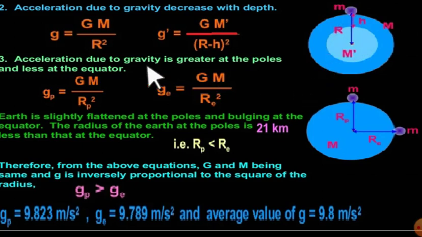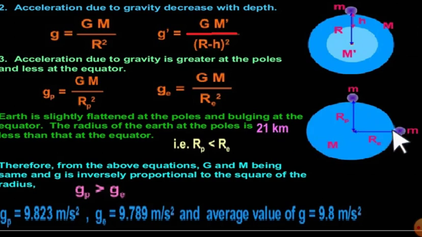And now acceleration due to gravity is greater at the pole and less at the equator. Now around 21 kilometer is the difference between the radius of the earth at the pole and at the equator. Your earth is a flat oblate, it is not spherical. The radii are not constant. At the equator, it is somewhat longer than the radius of the earth at the poles. So the difference between this distance is around 21 kilometer.